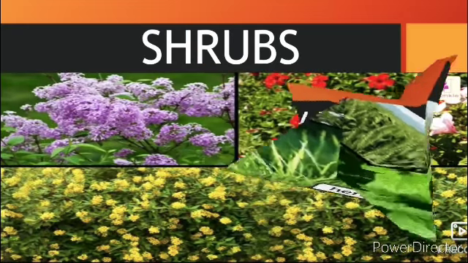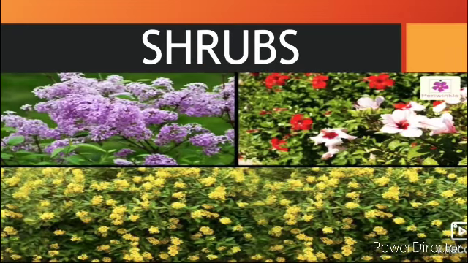Now let us see what are shrubs. Shrubs are medium-sized plants. They have a height of about 1 meter to 3 meters. They are bushy in appearance and have a hard, woody stem. Example, cotton, rose, bougainvillea, etc.